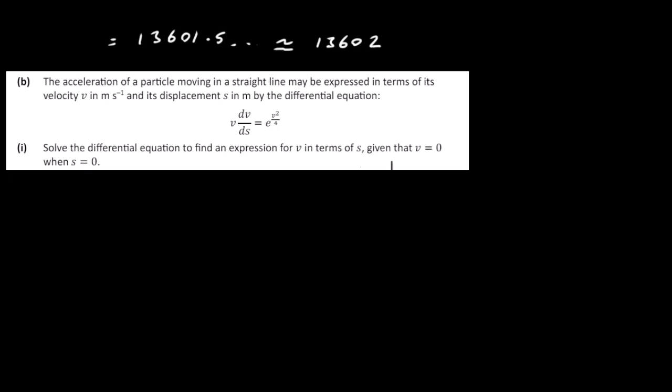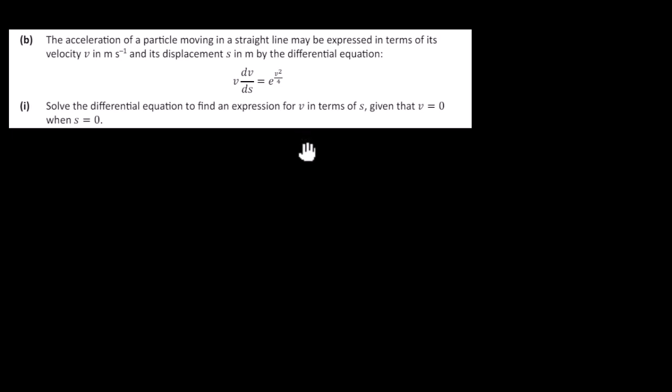Let's look at B. The acceleration of a particle moving in a straight line may be expressed in terms of its velocity v in meters per second and its displacement s in meters by the differential equation v dv/ds is equal to e to the power of v squared over 4. Solve the differential equation to find an expression for v in terms of s, given that v is 0 when s is 0. So if we write down v dv/ds is equal to e to the power of v squared over 4.